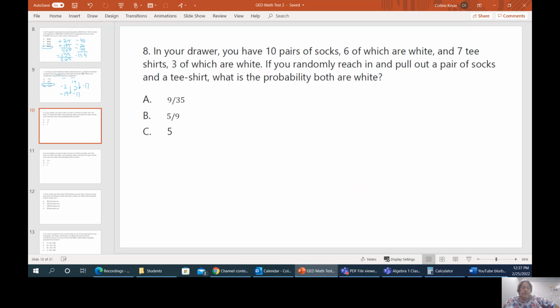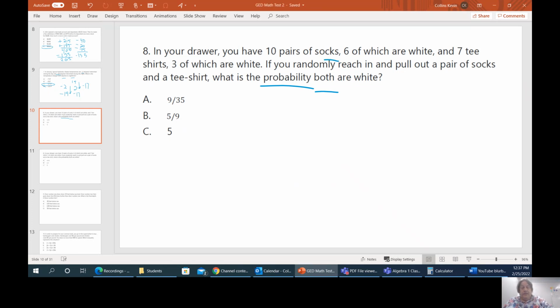Okay, it says in your drawer, you have 10 pairs of socks, 6 of which are white, 7 t-shirts, 3 of which are white. If you randomly pull out a pair of socks and a t-shirt, what's the probability that both are white? Okay, so probability, let's talk about that. Probability is the number of items you're interested in over the total number of items. And when you have 2 of them like this, where it says both are white, what we end up doing is figuring out the individual probabilities, and then we multiply them together, as you will see.